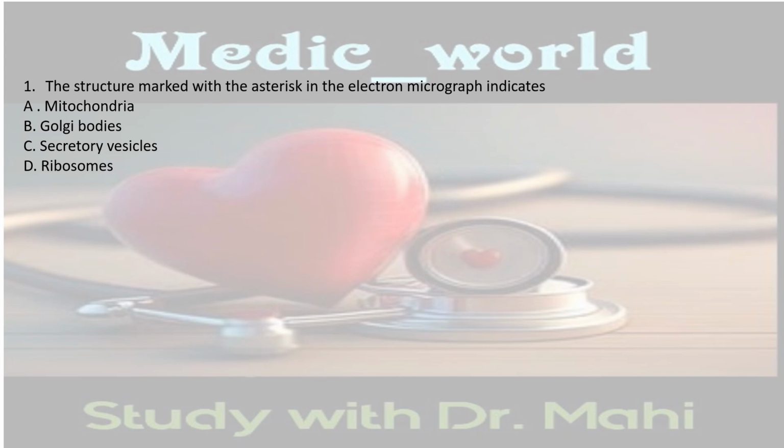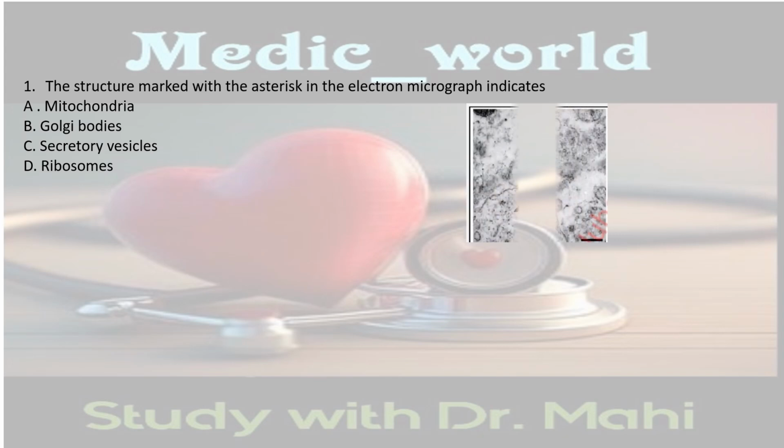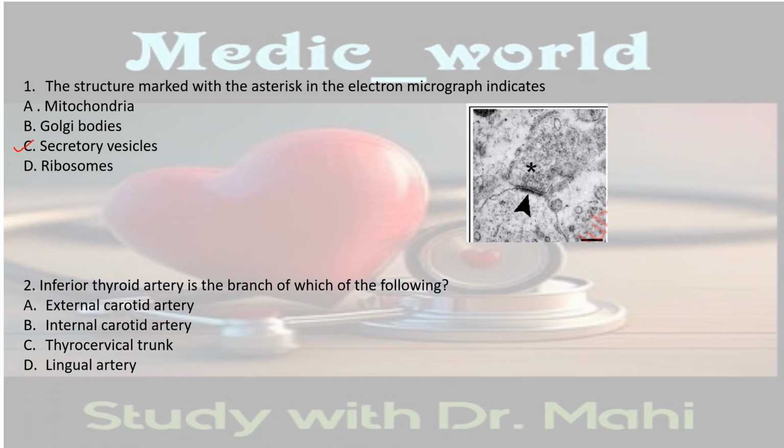The structure marked by the asterisk in the electron micrograph indicates. Here we have to see the image first, and in the image the structure which is marked with asterisk is the presynaptic secretory vesicles. So the answer to this question is option C, that is secretory vesicles.